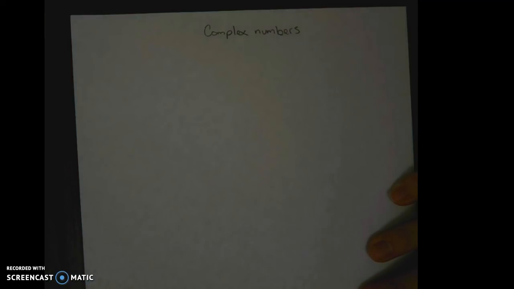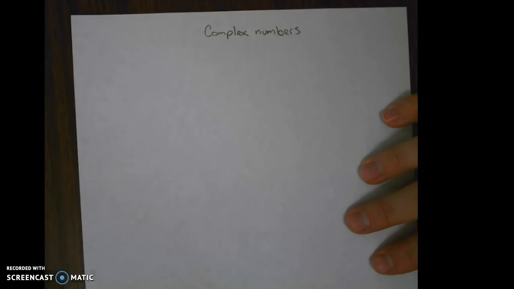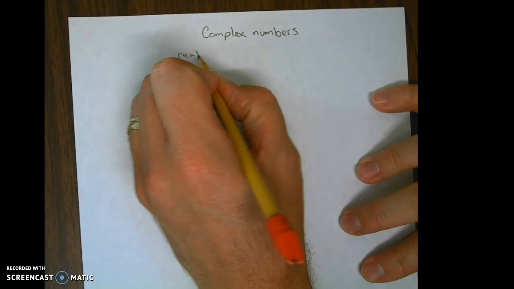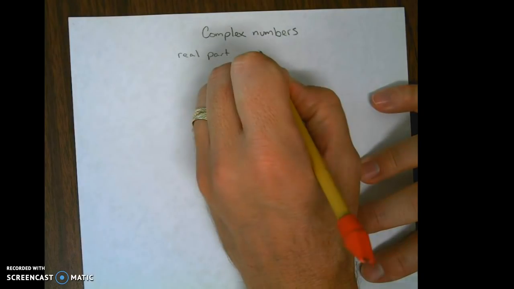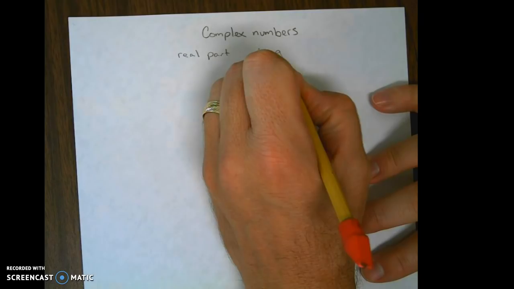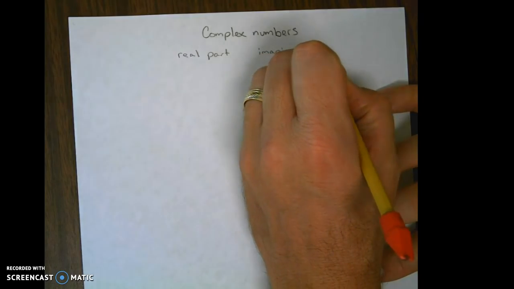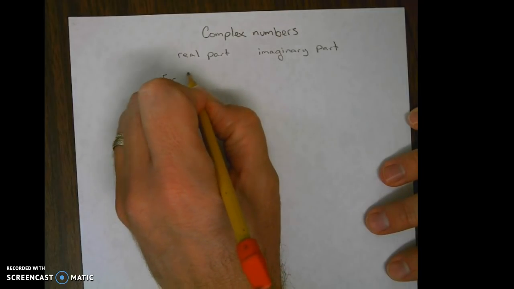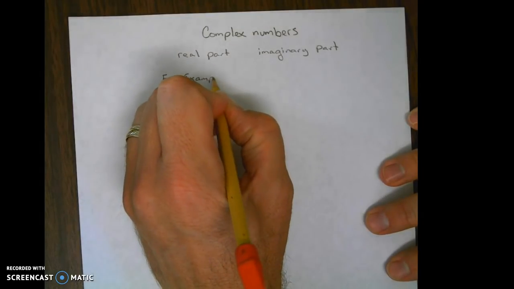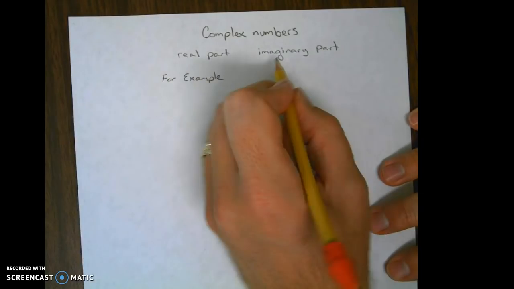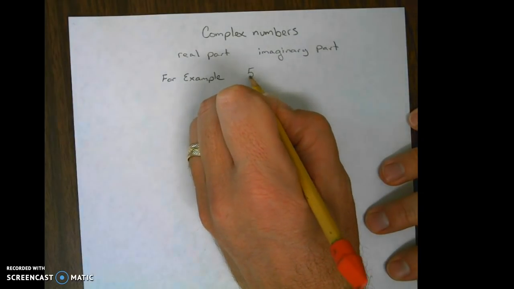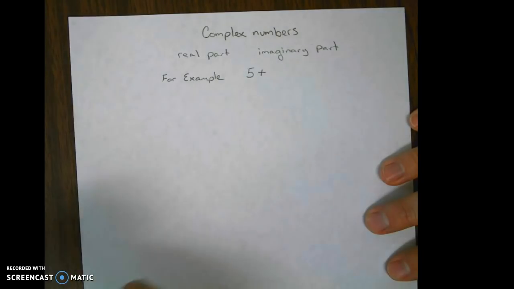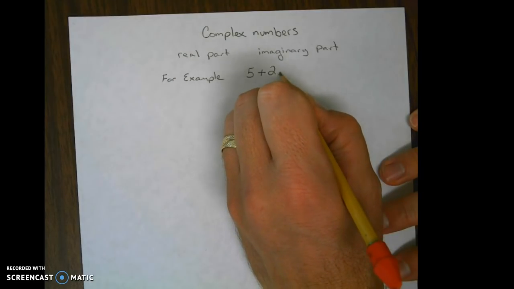Okay, tonight's lesson is on complex numbers. So a complex number is made up of a real part and an imaginary part. So for example, a real part might be 5, and I'll add on an imaginary part of 2i.